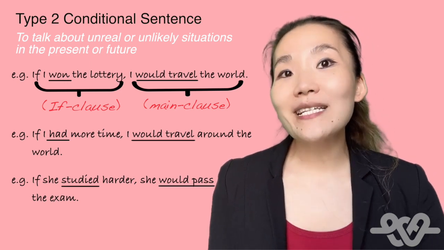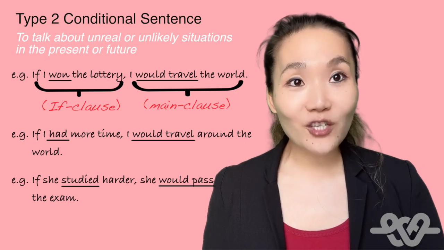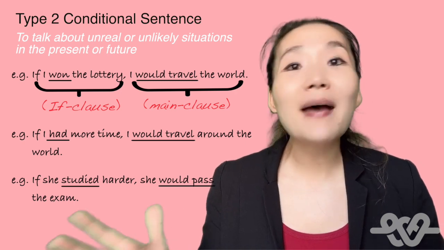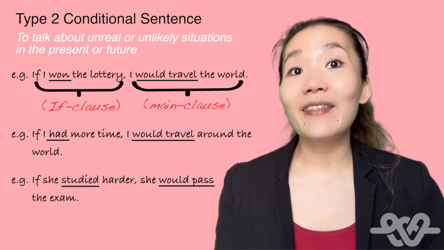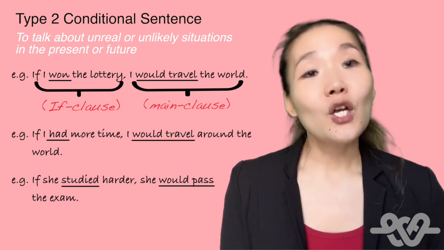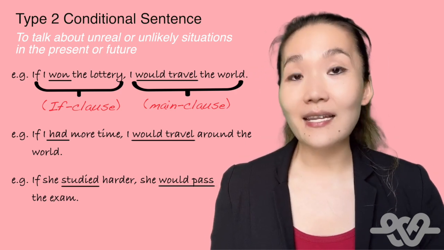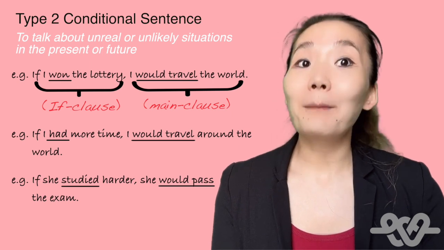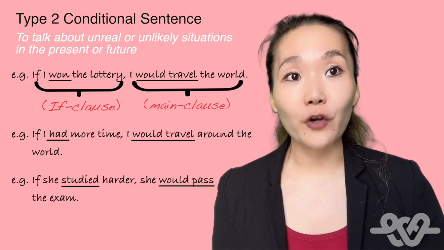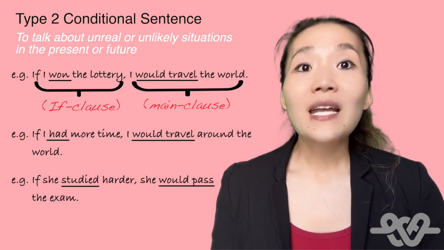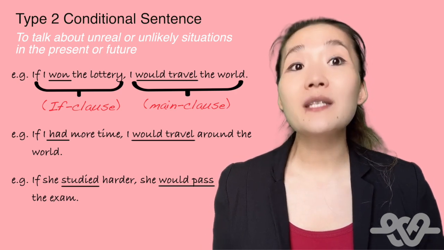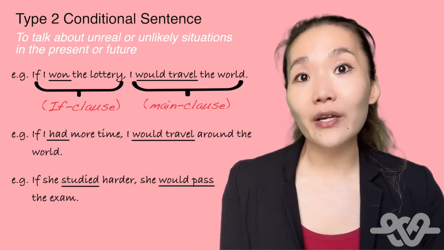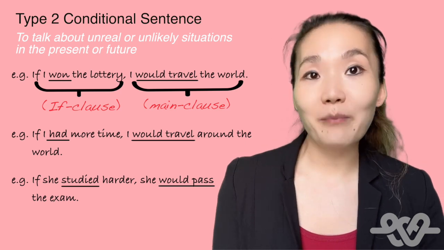All right, a quick sum up. We use type 2 conditional sentences to talk about imaginary situations or events that are unlikely to happen. We use the simple past tense in the if clause and the modal verb would plus the base form of the verb in the main clause. This type of sentence structure helps us imagine different scenarios and explore different possibilities.